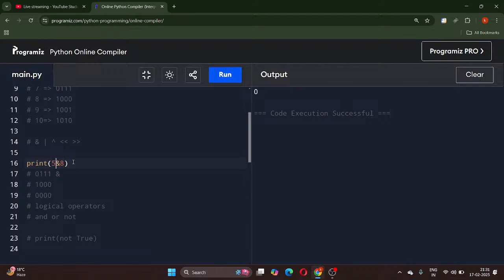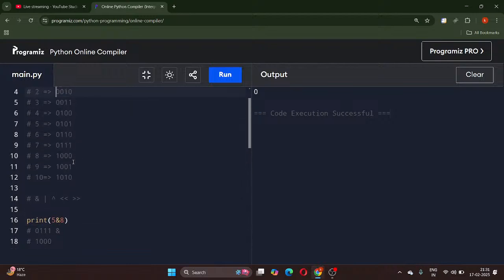Now let us go for 5 and 8. The binary representation for 5 is 0 1 0 1, right? And now we have to AND it with 8, and 8 stands for 1 0 0 0. So again, when you multiply the subsequent binary bits, you're going to get the final answer as 0 only. So let us run it again, and this is what you're getting. So are we clear on how the AND operator works? Are you getting how the AND operator works?